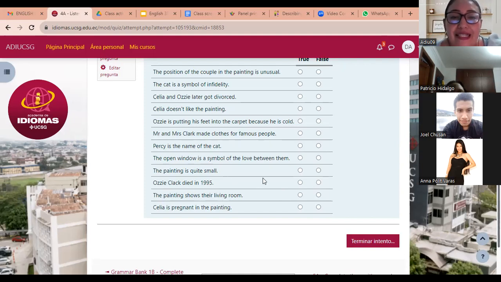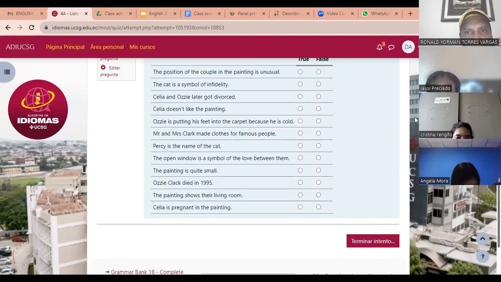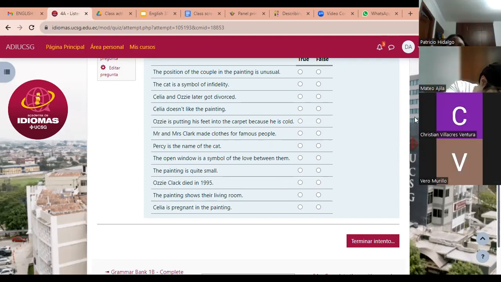Ozzie Clarke died in 1995. False. When did he die? I think he said 1990. I guess I heard 1996, but it wasn't 1995. Okay, that is clear. The painting shows them in the living room. No, right? That's false. They were actually in their bedroom. And Celia is pregnant in the painting.